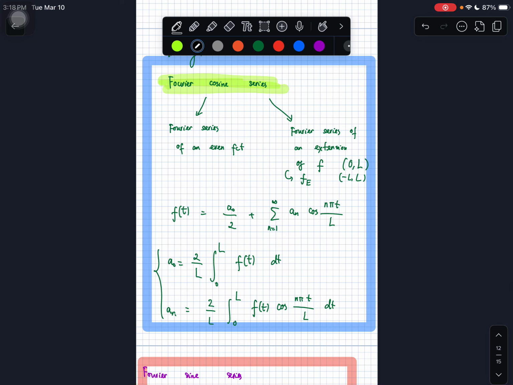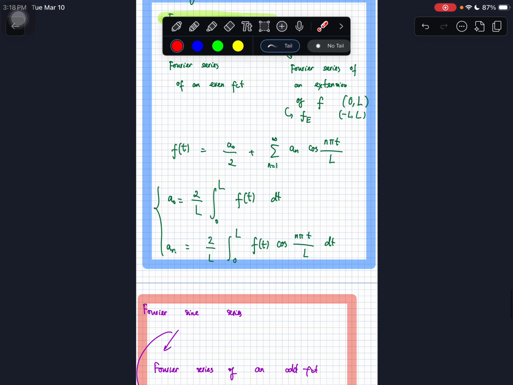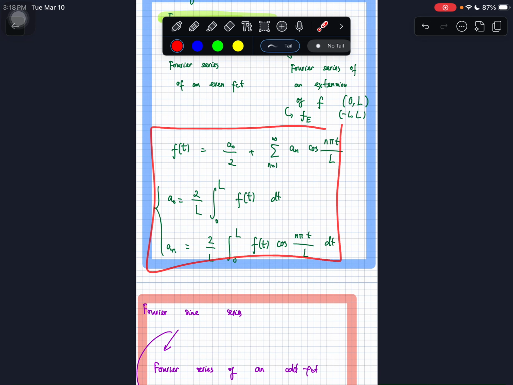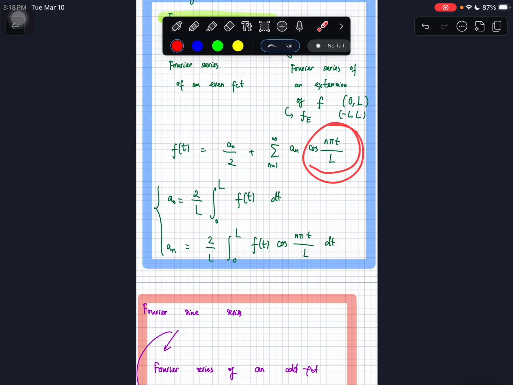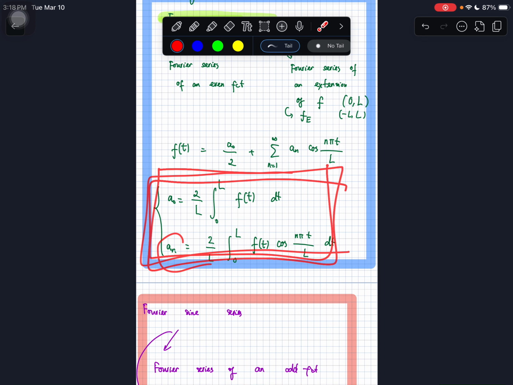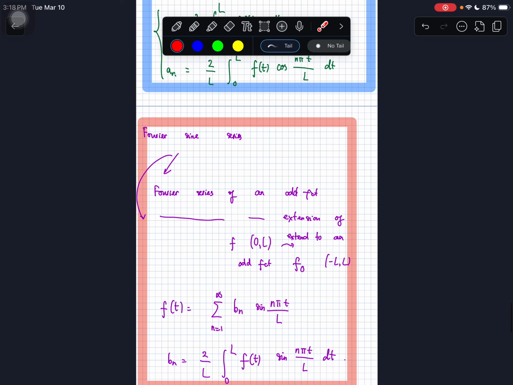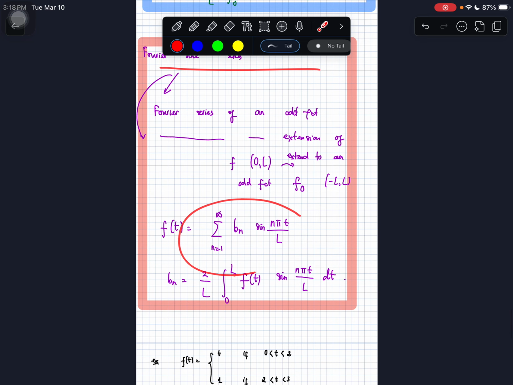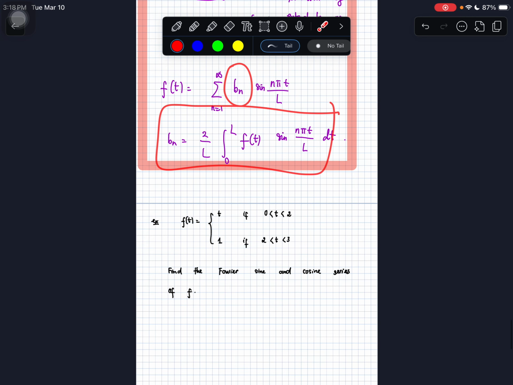For the Fourier cosine series, we extend the function f to an even function. And here's the formula. The Fourier cosine series contains only the summation with the cosine terms, with the coefficients a0, an, as in these formulas. For the Fourier sine series, you only see the summation with sine terms, with the coefficient given by this formula. So let's do it for this one.